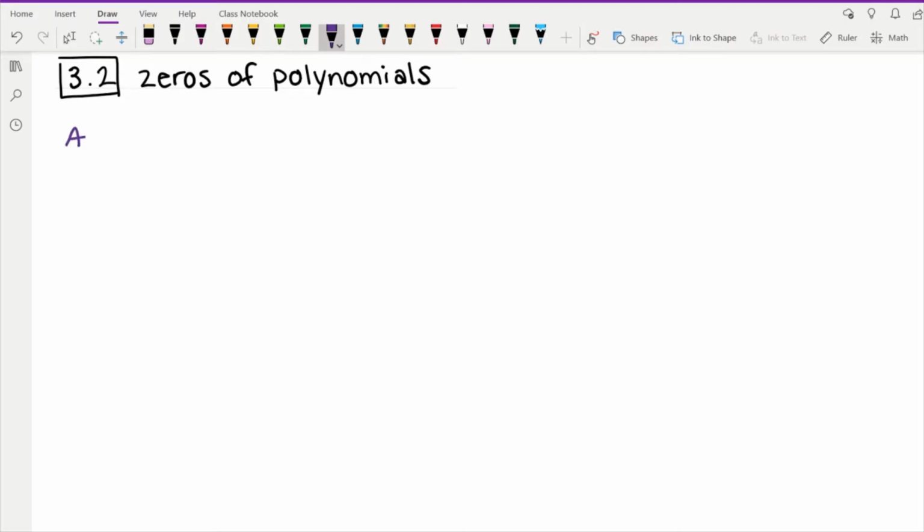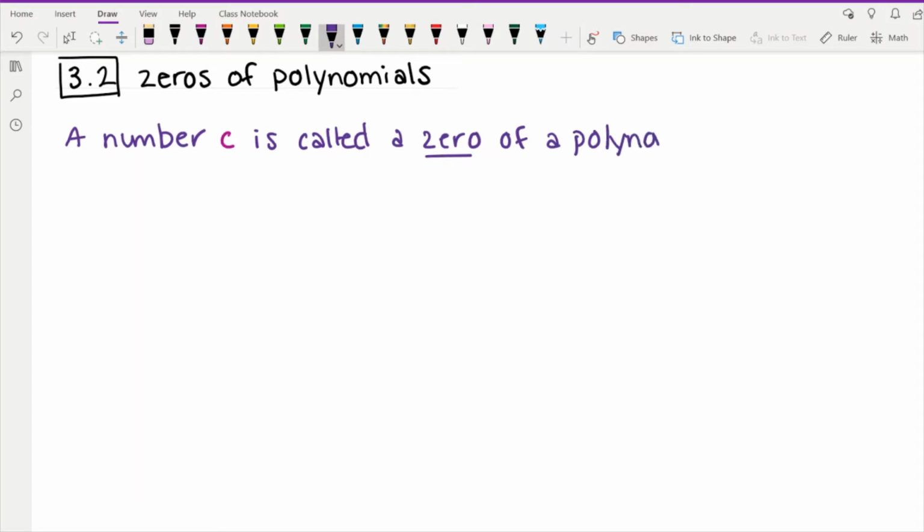So a number c is called a zero of a polynomial f of x if f of c is equal to 0.